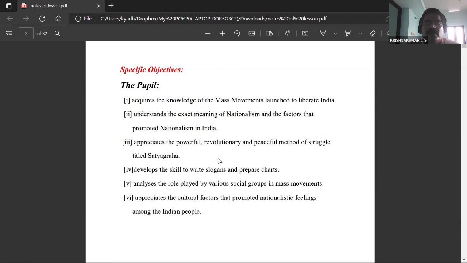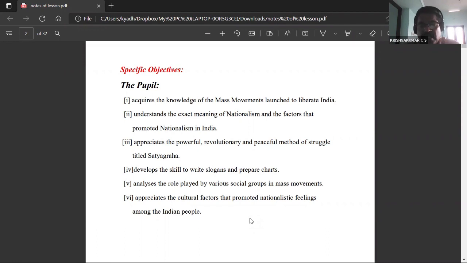Appreciates the powerful revolutionary and peaceful method of struggle called Satyagraha. So this is like a practical application and develops the skill to write knowledge and prepare charts. These all come under practical application of the knowledge. Analyze the role played by various social groups in mass movements. Analyzing. Appreciating the cultural factors that promoted nationalistic feelings among the Indian people.